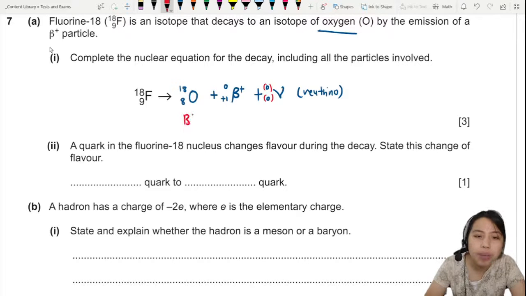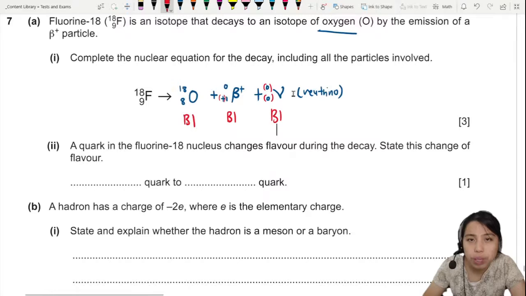One for oxygen, one for beta. If you didn't put the positive, that's okay. And one for your neutrino, either the symbol or the word for it.